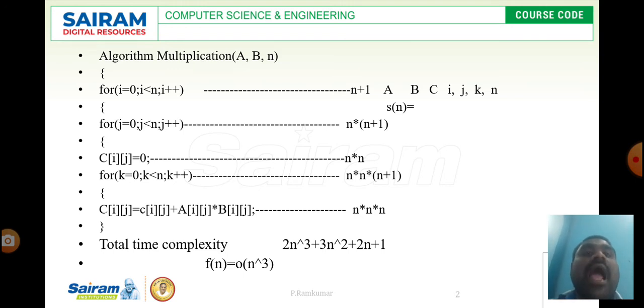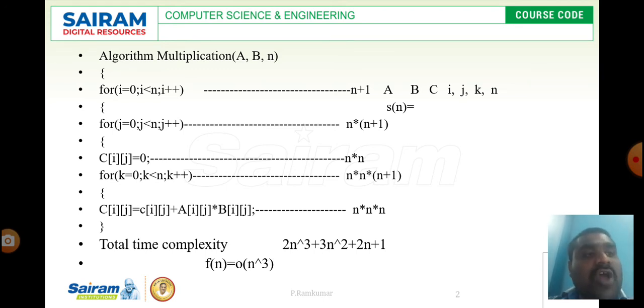So here i plus plus is executed n times, i less than n is executed n plus 1 times, and i equal to 0 is executed 1 time. Among all of these, n plus 1 is the biggest one, so I am choosing n plus 1 number of times. Then next, j equal to 0.